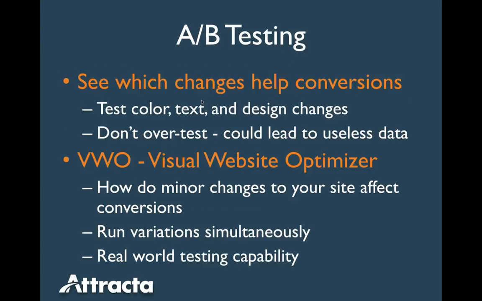So when you have some information like this, you can use it to A/B test. What A/B testing means is just two different versions of the same page, and you can see how those changes help conversions. You can change colors or text or layout and design, and show how your conversion percentage changes when you make those changes.